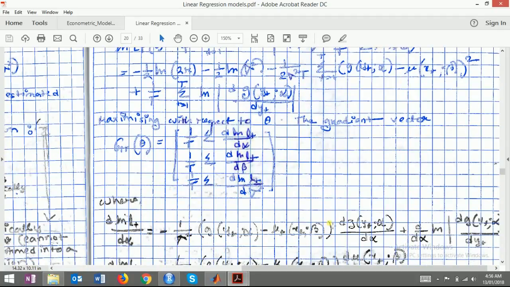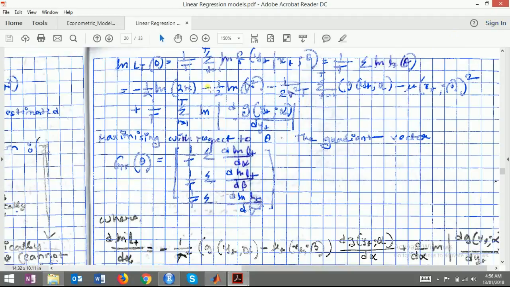Very simple. Maximizing with respect to theta, we have the gradient vector where the vector parameters are mean of d by d alpha of log LT, mean of d by d beta of log LT, mean of d by d sigma square of log LT. So all will be 0 in the first order condition. First, concentrating out d by d alpha of log LT, we just have to look into the equation and take calculus against alpha.